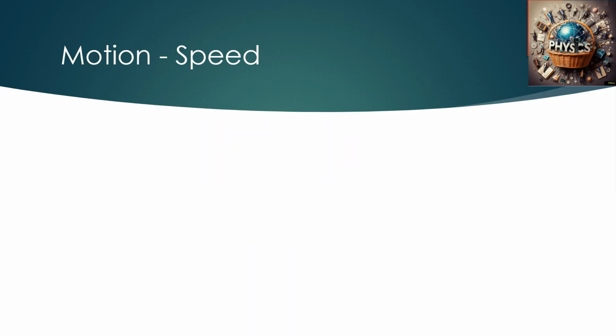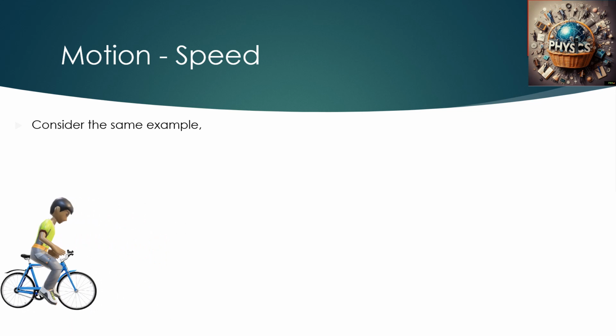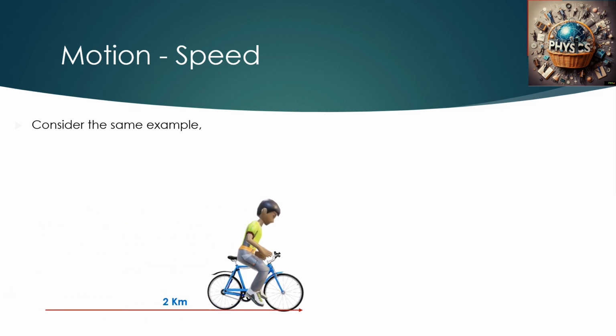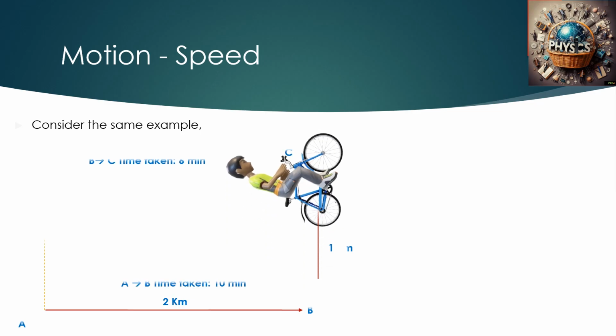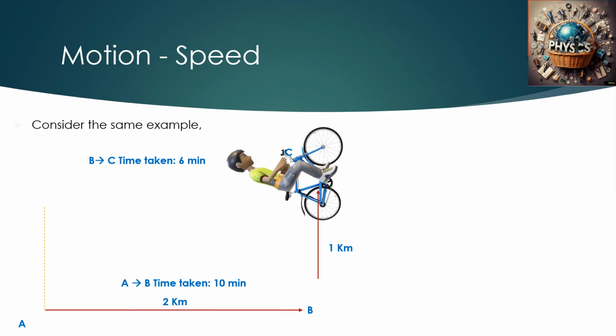Let us take a slightly different example. Again, there is a cyclist who moves 2 kilometers in one direction, taking 10 minutes for that, and then another 1 kilometer, for which it takes 6 minutes. So from A to B, it has taken 10 minutes for 2 kilometers, whereas from B to C, it has taken 6 minutes for covering 1 kilometer. We need to find the speed in this range, the speed in this range, and the overall speed for the complete distance that it has traveled, or the average speed.